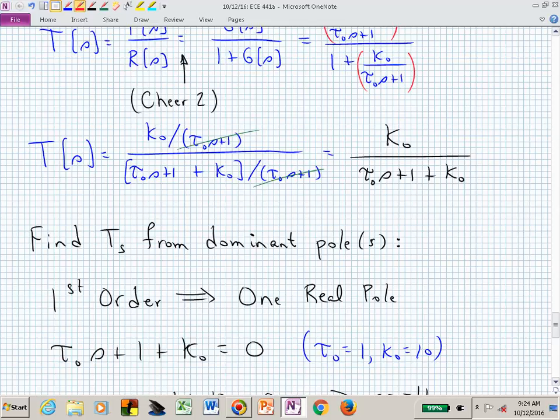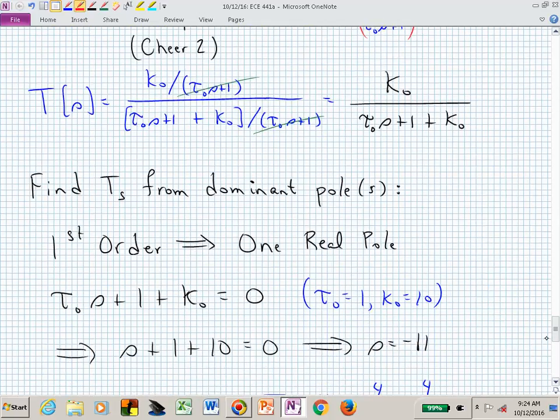Exponential. It doesn't ring, does it? It's just going exponentially up to its final value. That's what a first order system does. And we can find that pole location by setting the denominator equal to 0, and with tau naught equal to 1 and K naught equal to 10, we ended up with that single pole off into the left half plane, which is good.